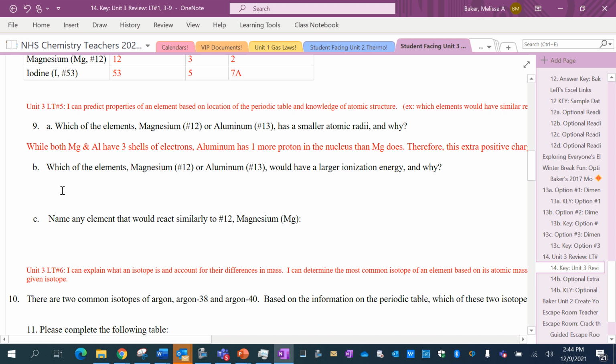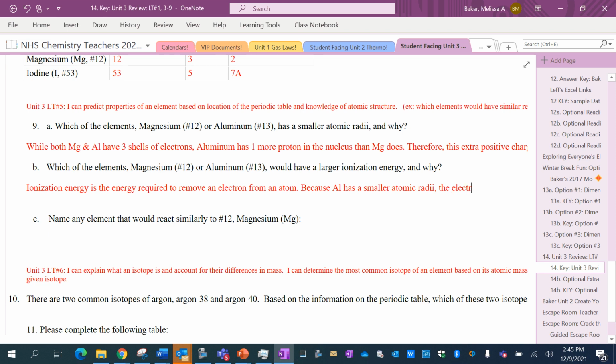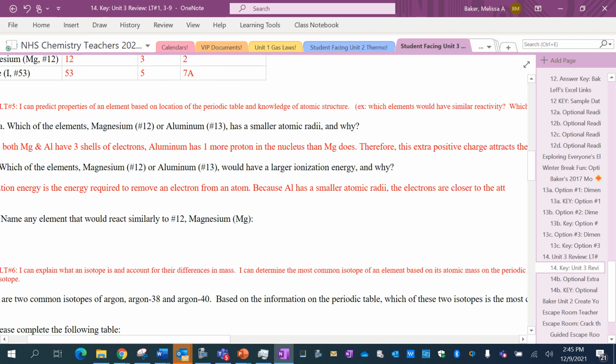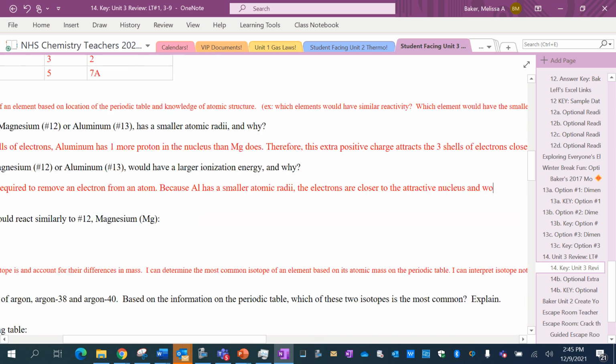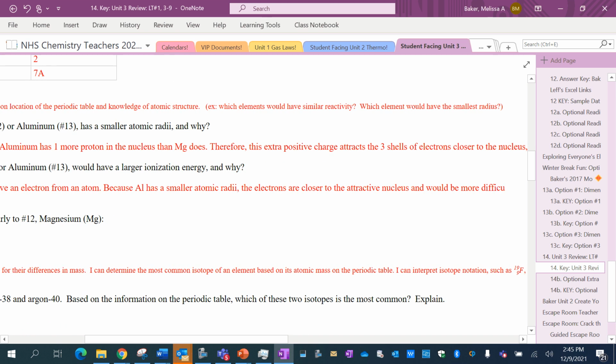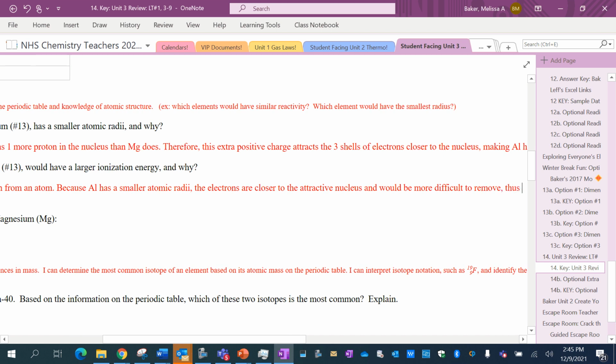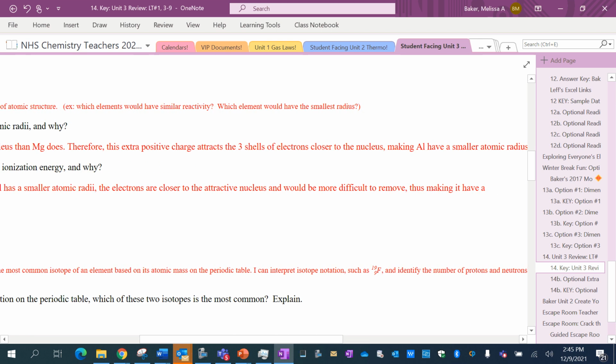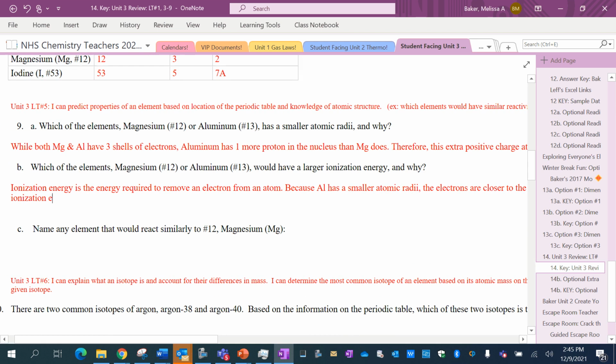Which would have a higher ionization energy? Ionization energy is the energy required to remove an electron from an atom. Because aluminum has a smaller atomic radius, the electrons are closer to the attractive nucleus, and would be more difficult to remove, thus making it have a higher, excuse me, ionization energy.